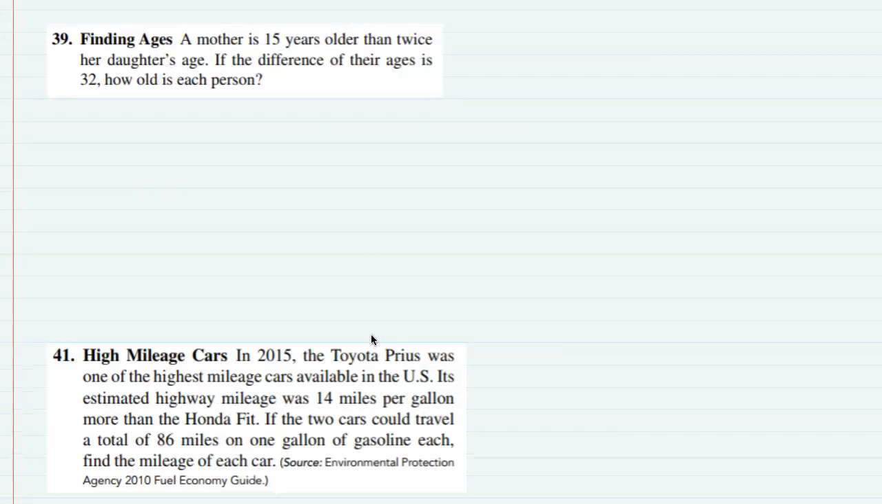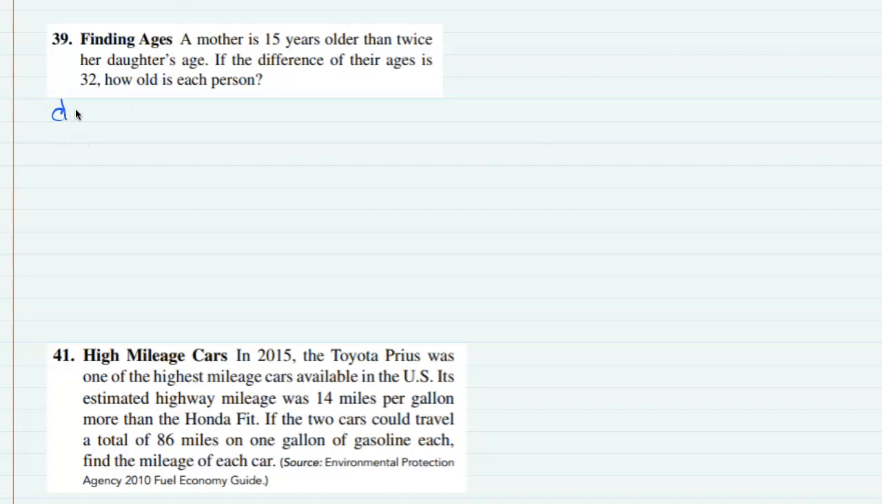Okay, so hopefully you had a chance to look at this. A mother is 15 years older than twice her daughter's age, and then we have another equation. If the difference of their ages is 32, how old is each person? We're going to have 2 different equations here. But first we have to say what all our variables are.